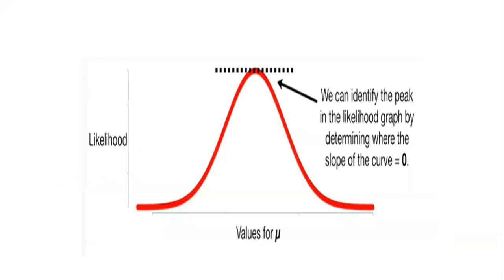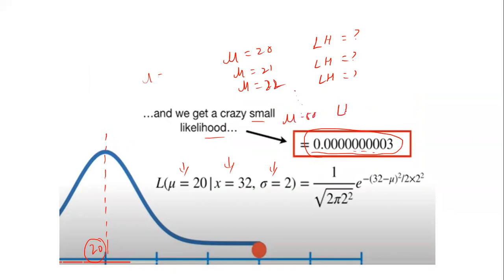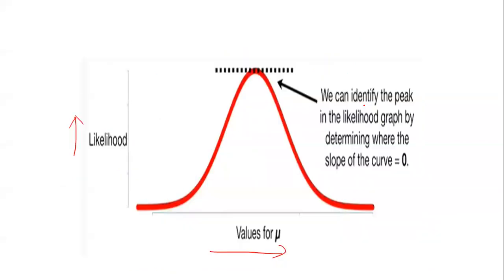To identify the highest likelihood value, you have to plot something like this. For different values of mu, you have to estimate the likelihood. Let us say we are starting with mu equal to 20, calculate the likelihood, which I'm calling LH. Mu equal to 21, calculate the likelihood. Mu equal to 22, calculate the likelihood. And so on and so forth, continuing up to say mu equal to 50. So if you calculate, you will get different values, as it goes from 20 to 50.